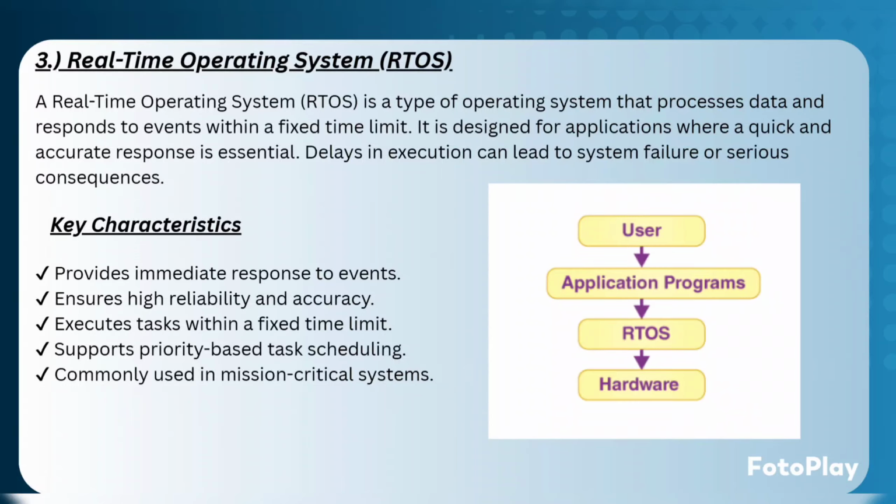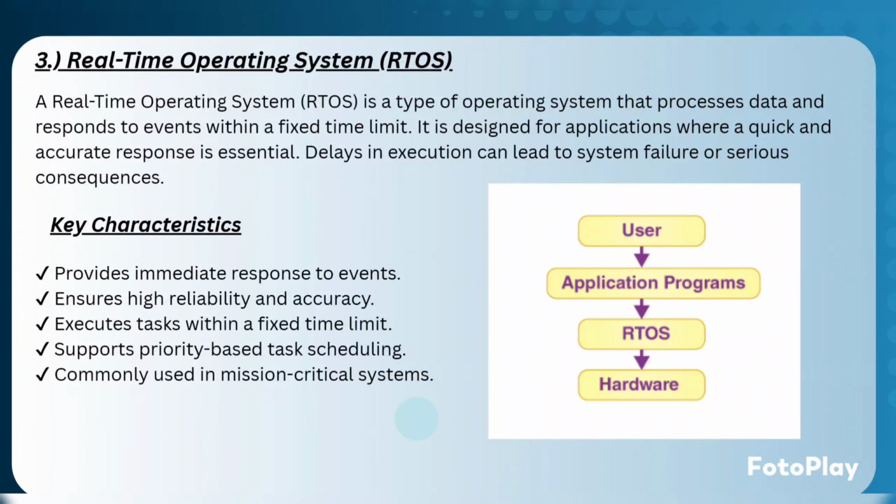Let us understand with a real-life example. Imagine a patient is in ICU and a heart monitoring machine is continuously checking their heartbeat. If the patient's heartbeat suddenly changes, the machine must respond immediately and alert the doctor. Now imagine if the alert came after 30 seconds or even 1 minute late, the delay can be dangerous. This is why medical equipment uses real-time operating system.